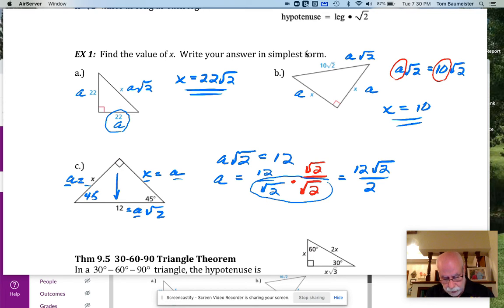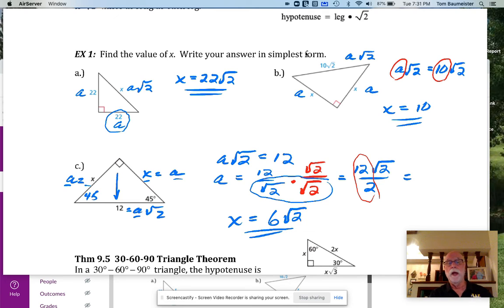Now, on this here, remember, you can still reduce the fraction if possible. Now remember, the only part I can do is I can do the real numbers with the real numbers. So I can take this part right here, and what is 12 divided by 2? Well, that is just 6. So my answer will be that x is equal to 6 times the square root of 2.